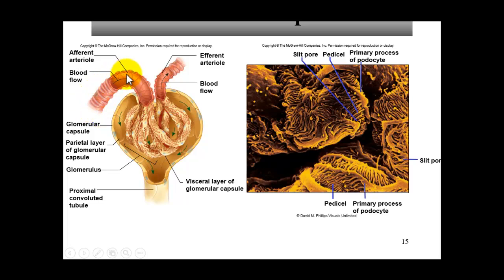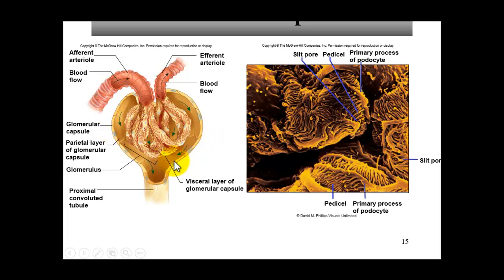You can see this coming in is called the afferent arteriole, and then this little arteriole leaving is called the efferent arteriole. So you see that area that's all twisted around, and you can kind of see it here. By definition, a glomerulus is a tangled cluster of capillaries. So it comes in this way and makes all these little bends. The blood here is under very high pressure because these are very small.